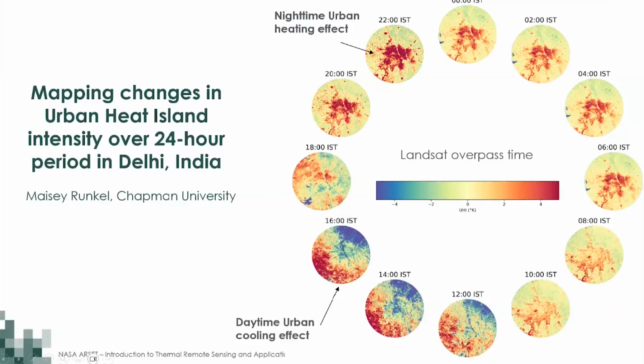So you can see that the urban heat island is at maximum at about 10 p.m. at night. And then throughout the early morning hours, it slowly diminishes as we go clockwise around the images here. And then during the daytime, you can see that that flips. So around 10 or 12 p.m., that flips to a cooling urban heat island effect. So the city is actually cooler than the surrounding dry rural landscape.